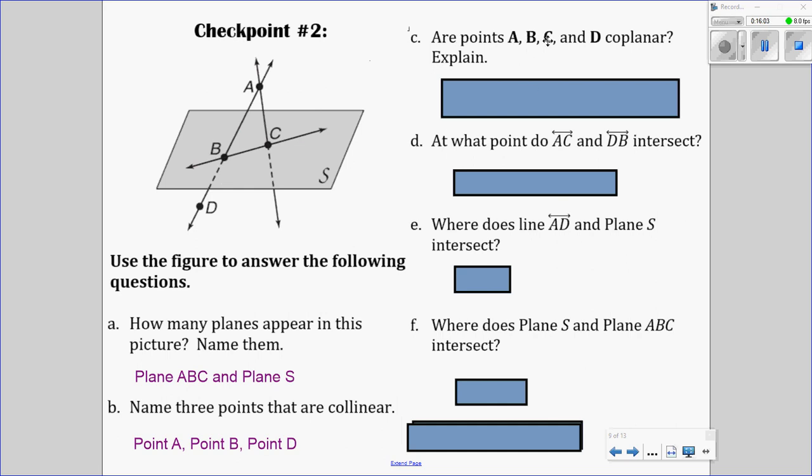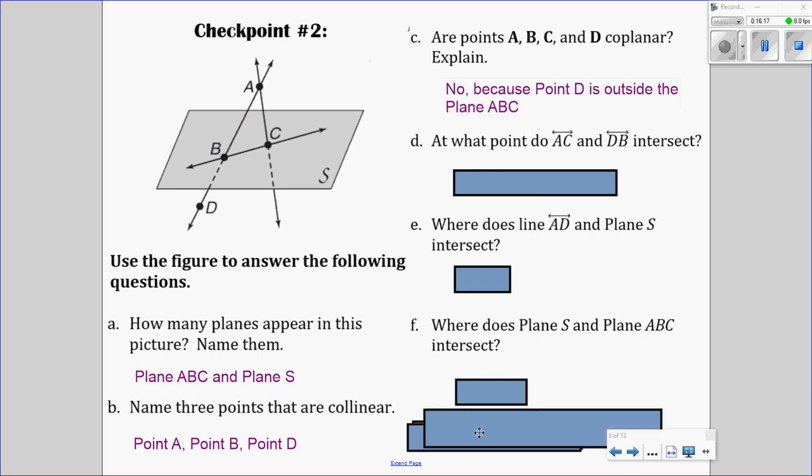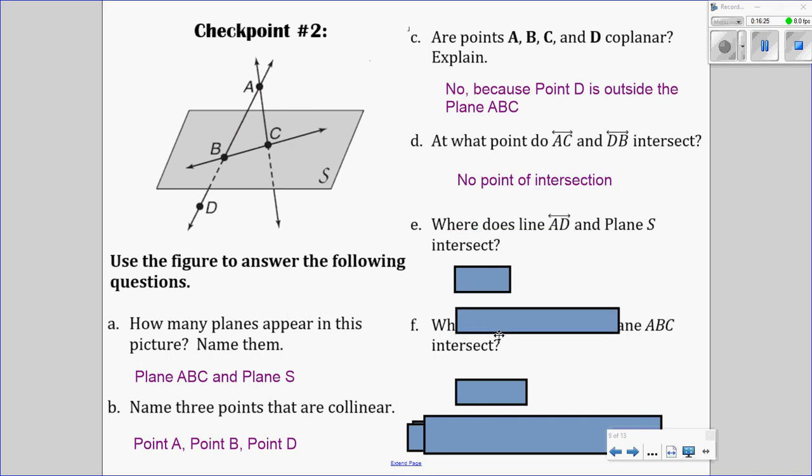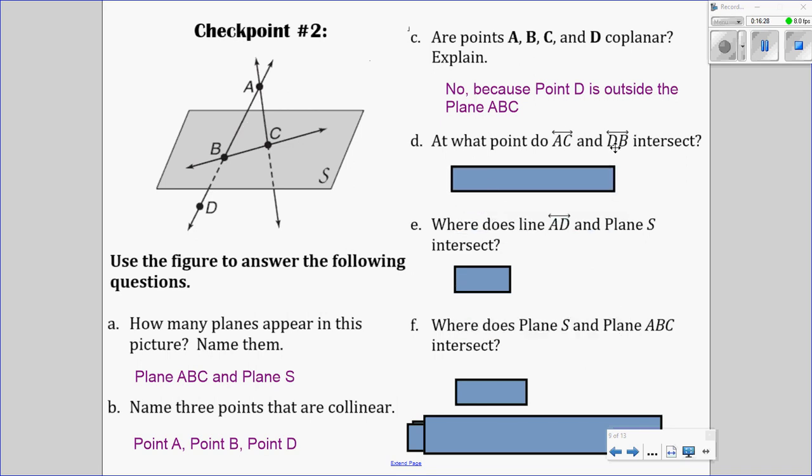Are points A, B, C, and D coplanar? Let's look at this. We got A, we got B over here, we got C. They're on that plane, but D is not. No, because D is outside plane ABC. So if it's outside, it's not coplanar. If it's inside, then it is. At what point do AC and DB intersect? So we got AC and DB. They do not intersect because they're in separate locations. So no point of intersection.